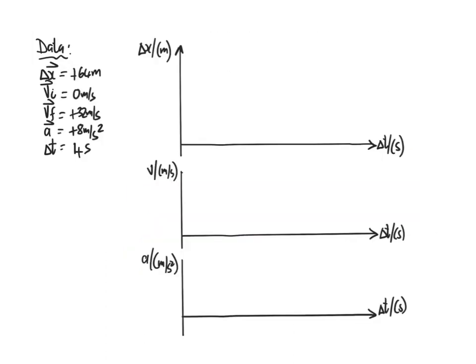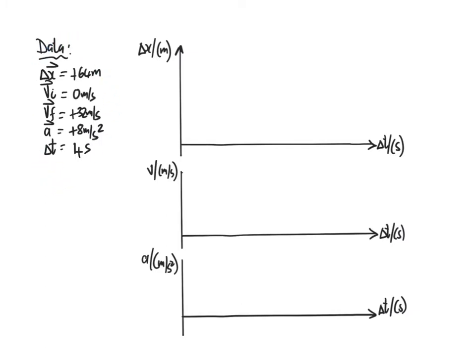Now, when sketching the graphs of motion, I prefer to sketch them underneath each other in this way. The delta x, or the change in position versus time graph on the top, the velocity versus the time graph in the middle, the acceleration versus the time graph at the bottom. Now, there's a reason why I do this, and it will become clearly apparent by the time I'm finished sketching these graphs. The data list is now complete.